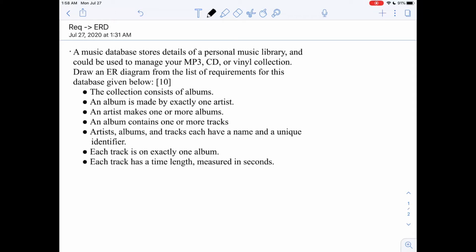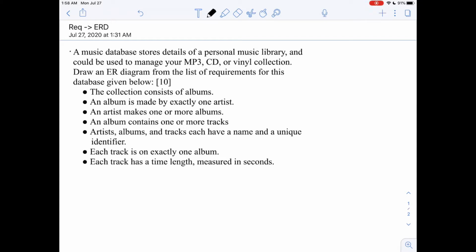So basically the requirements haven't even started. So basically, what has been said here is just background information. Anyways, so let's read the requirements. It says the collection consists of albums. So collection means this database. So the database will have some albums.